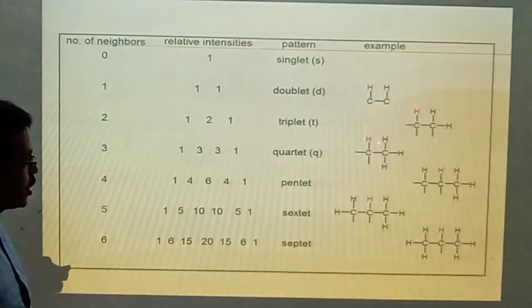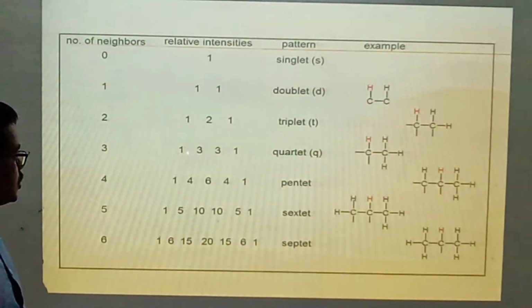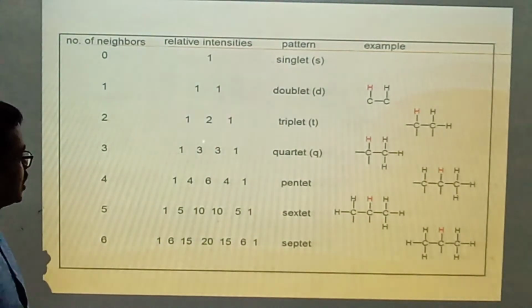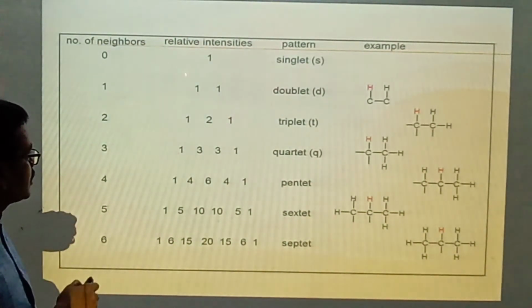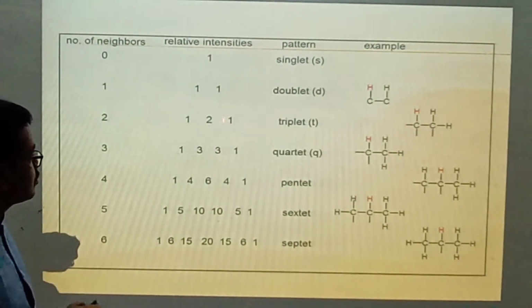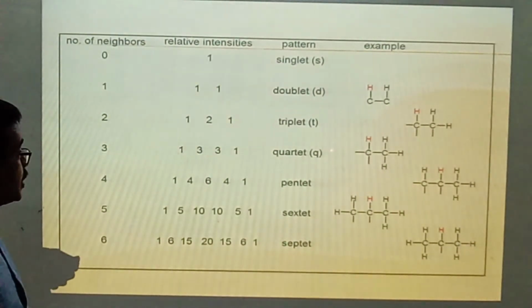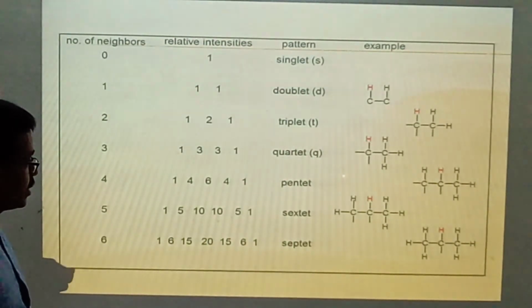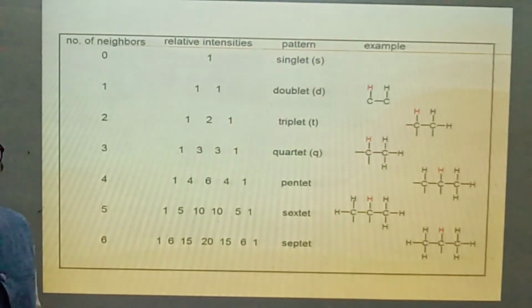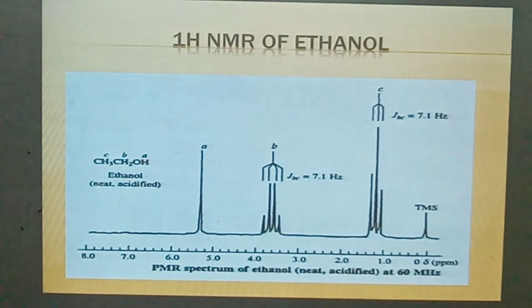If your proton has 3 neighboring protons, it is a quartet, and that ratio is 1:3:3:1. So the first peak appears small, then 3 times higher than that, again 3 times, again single. That type of peak splitting is called a quartet. Then pentet. Again, this rule is called the Pascal triangle, used to determine the different splitting patterns for a particular proton in the NMR spectra.